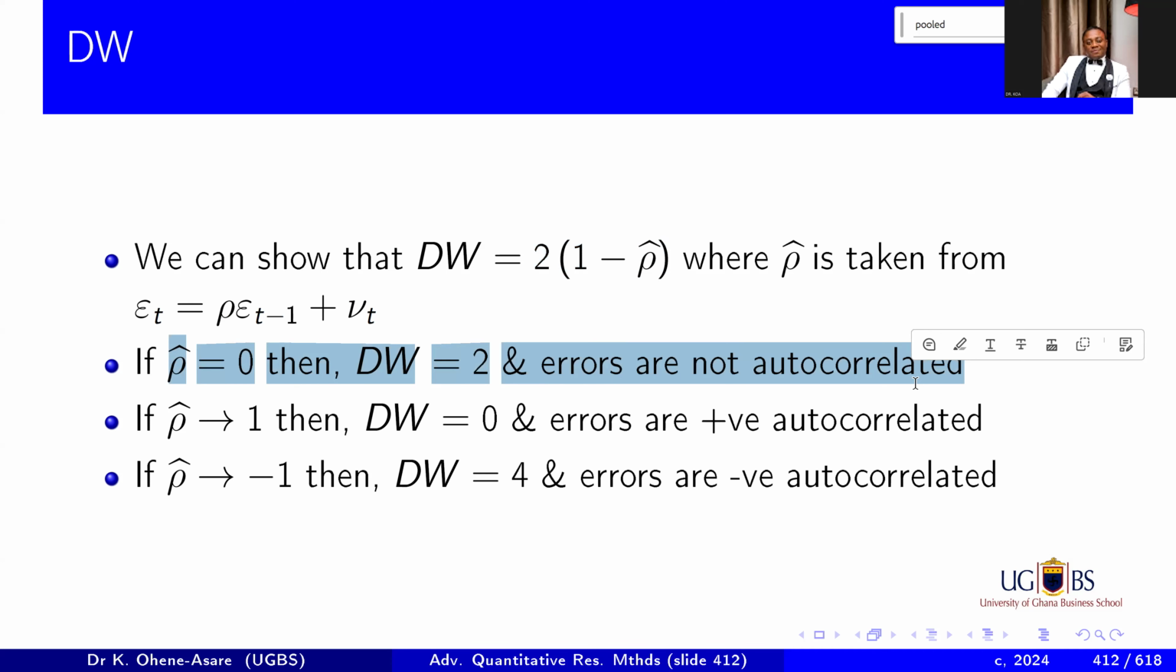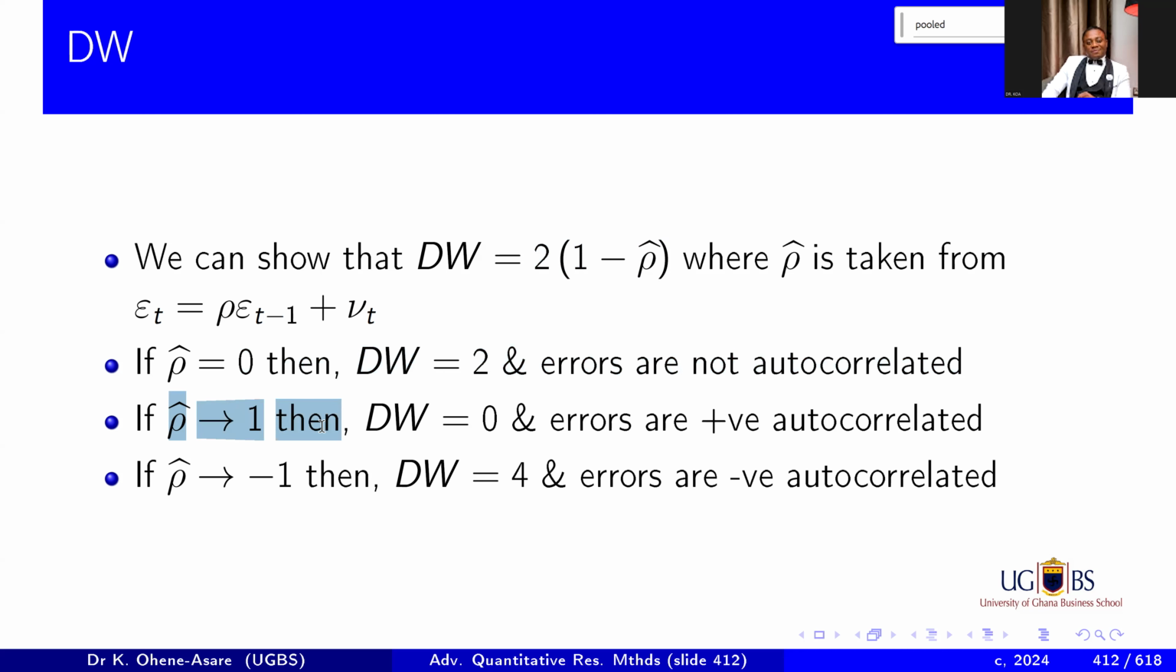So there is no autocorrelation. But if rho is moving towards 1, remember the maximum value of rho is 1 and the minimum value is -1. If rho is moving towards 1, let's say it is now 1 completely, look at it here: 1 minus 1 is 0, and 0 times 2 is 0. So the Durbin-Watson will be 0. And in that case, you have a positive autocorrelation.